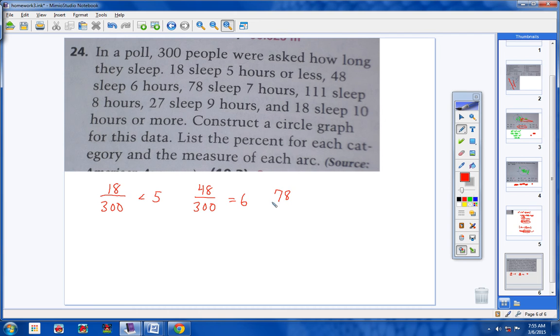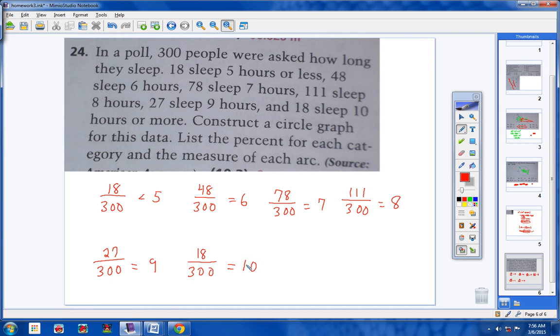78 out of 300 sleep 7 hours. 111 out of 300 sleep 8 hours. All right, and then 27 out of 300 sleep 9 hours. That must be really nice. And then 10 hours. Well, that'd be awesome. 18 over 300 get 10 hours of sleep.